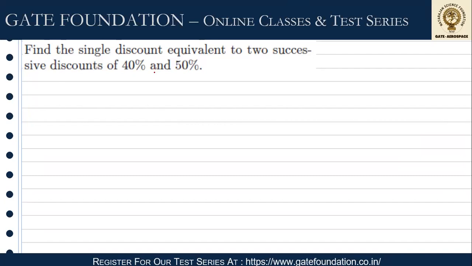Okay, let's see how we can solve this one. We have to find out single discount equivalent to two successive discounts of 40% and 50%. अब दो discount है, हमें equivalent discount निकालना है. See, this kind of questions are asked a lot of times. बहुत बार पूछे जाते हैं. How to solve this one?